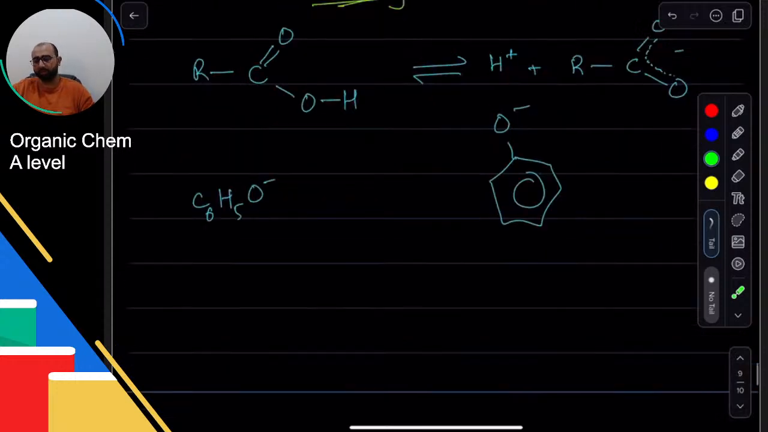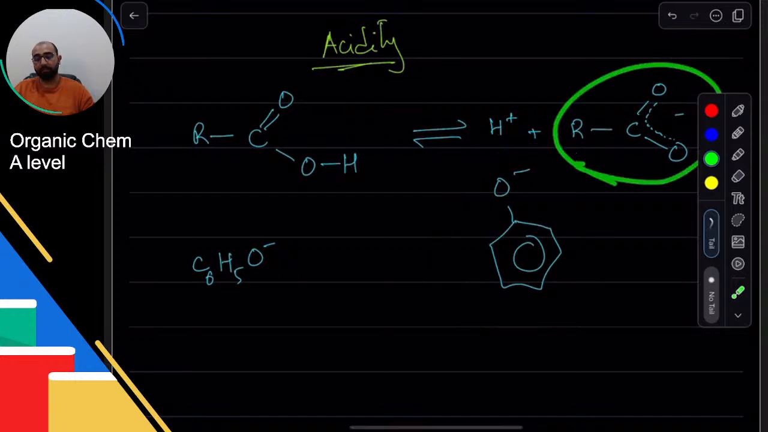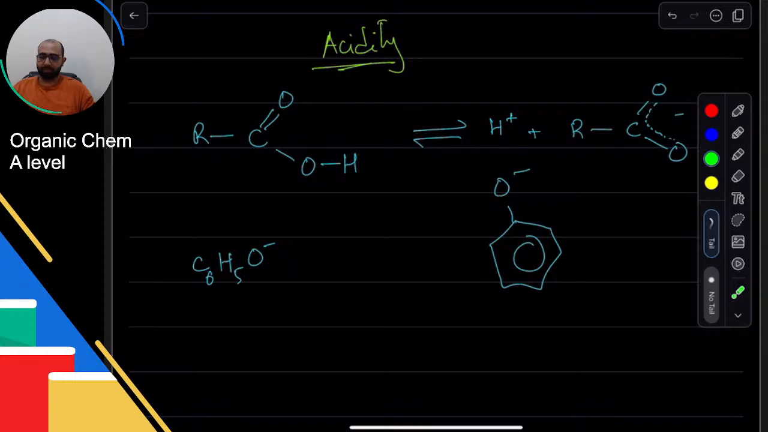Now here another question comes up: what is this, that you're saying this one is less distributed than this one, and yet somehow this is the most acidic thing? What is the reason for that? I'll tell you the reason right now.